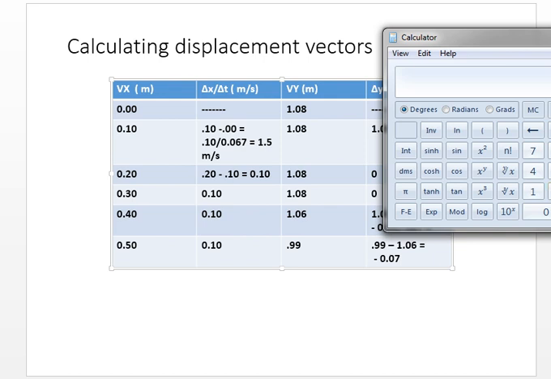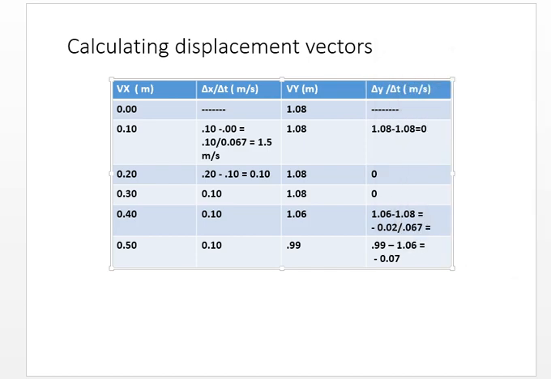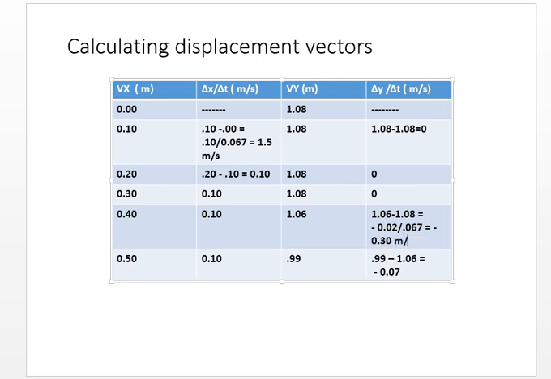0.02 divided by 0.067 is, and let me do that one more time just to make sure I didn't do anything wrong. Excuse me, negative 0.30. I'll round it to 2 sig digs. Negative 0.30 meters per second. And I'm going to go through and take all my delta y's and divide them by 0.067.